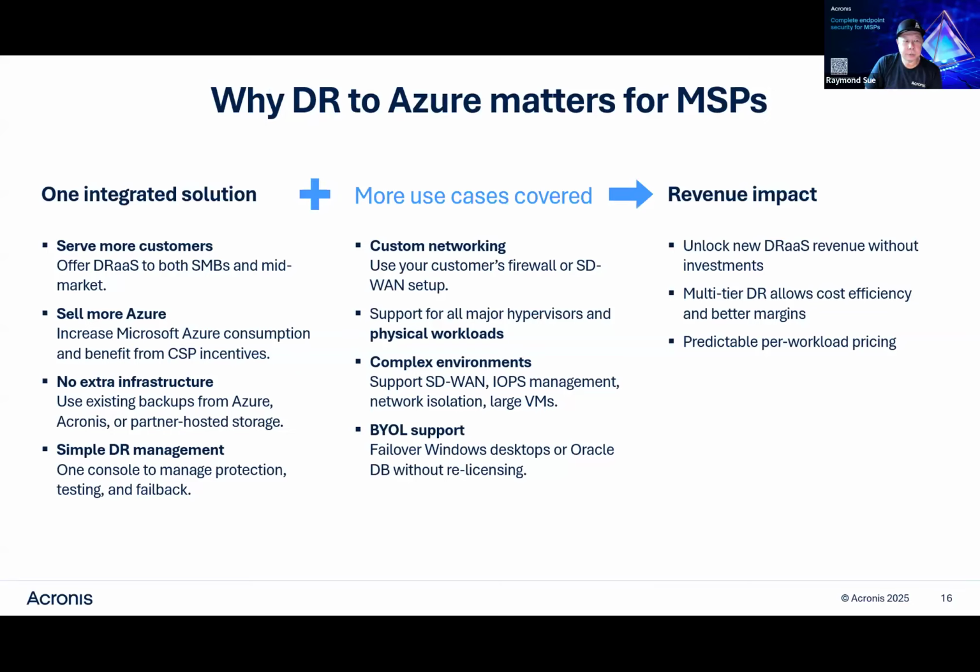Why does DR to Azure matter, right? So the beauty of this is it's still under one solution. It's still managed within the Acronis Cyber Protect console. It allows you to serve more customers because now it expands the resource availability of DR. In the Acronis Cloud, we had 8 different configurations when it came to CPU and RAM. We had 2 different options when it came to connectivity.